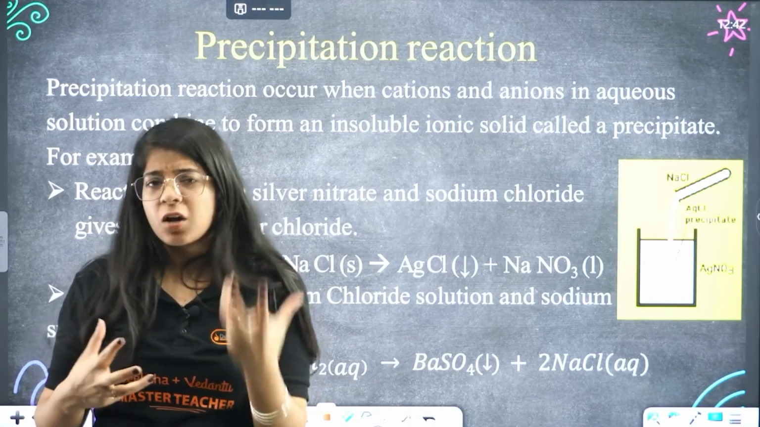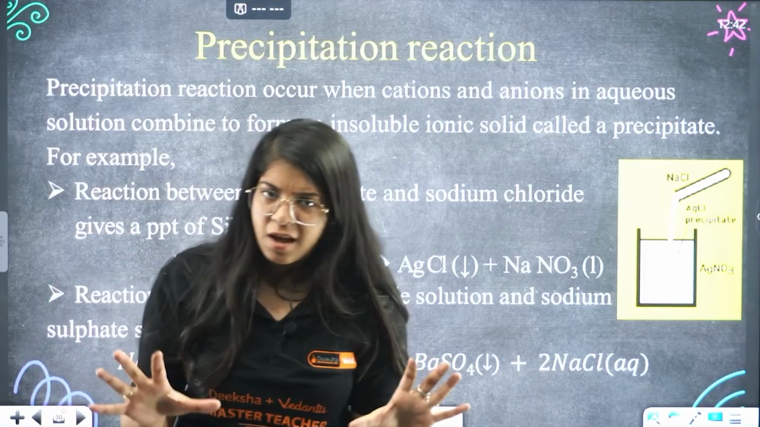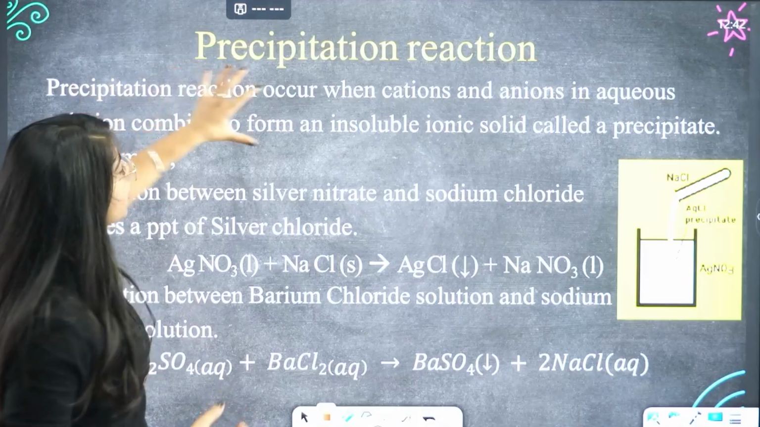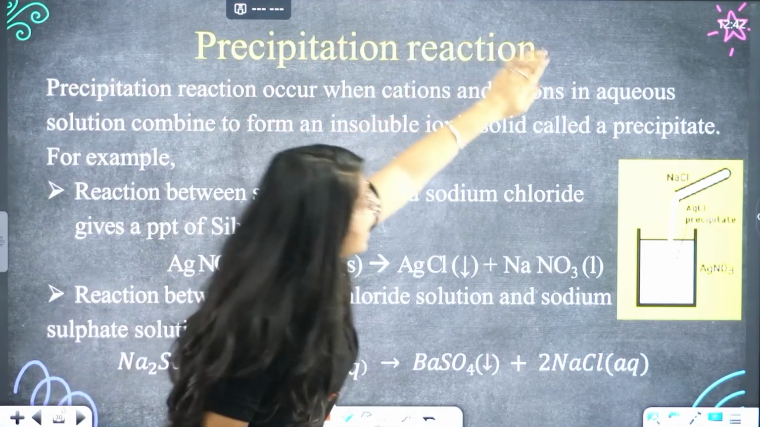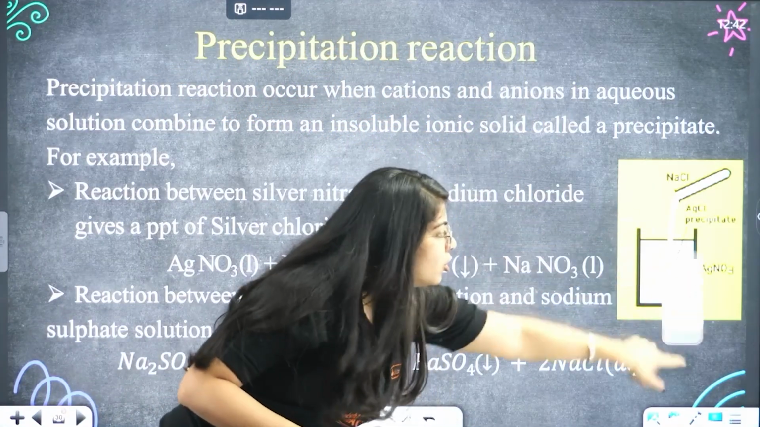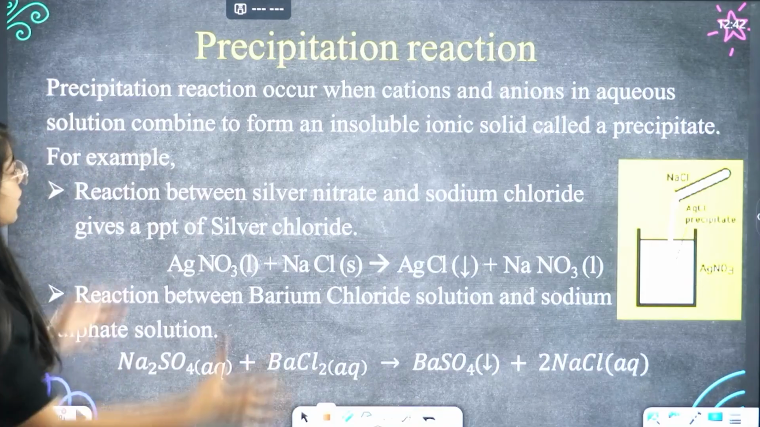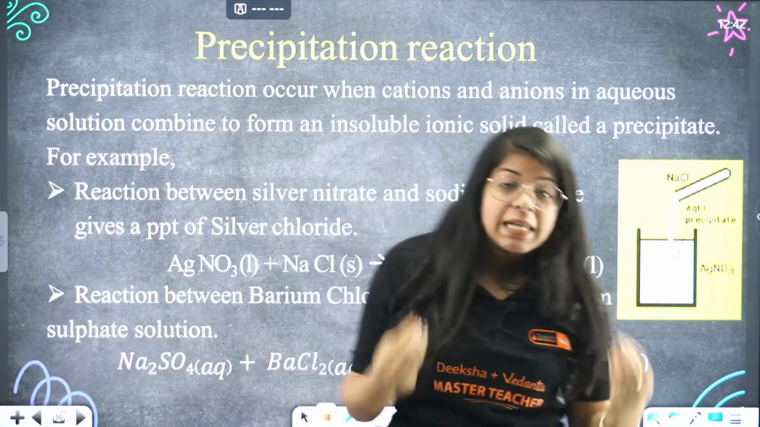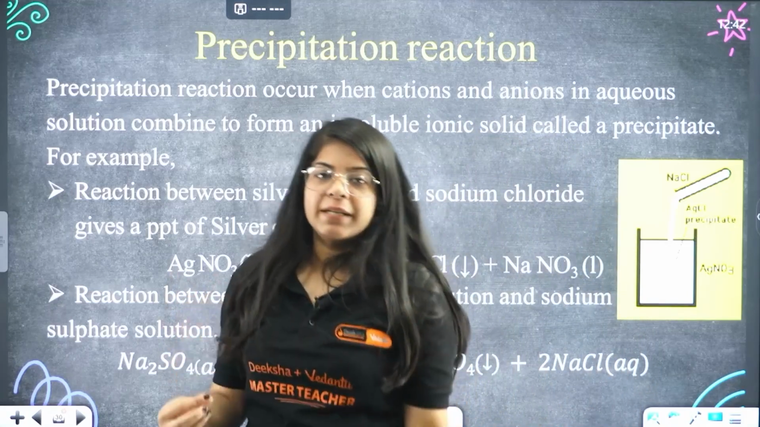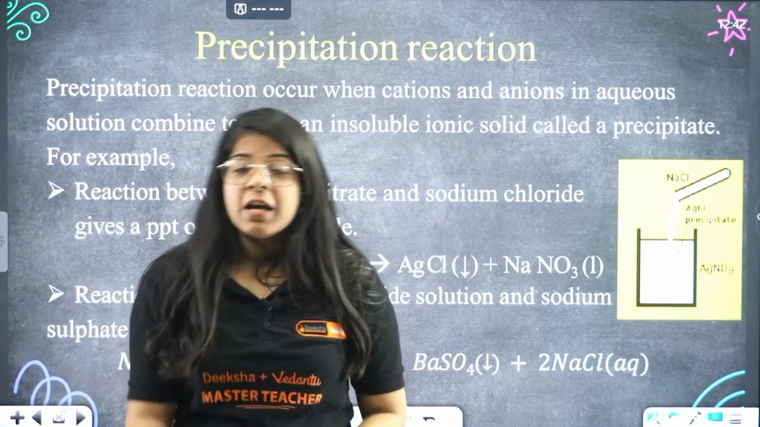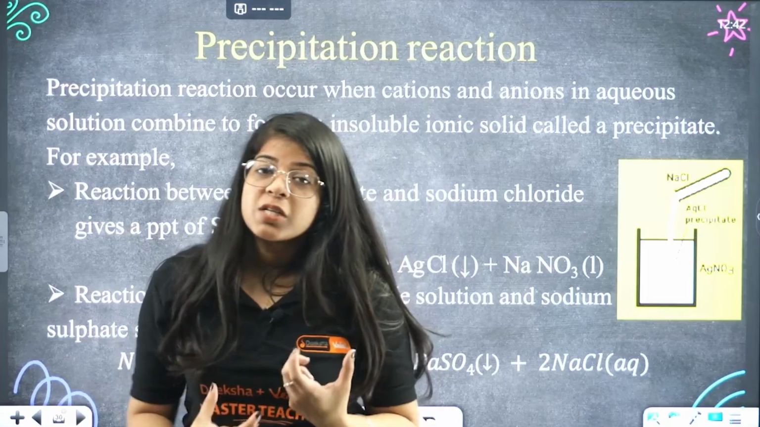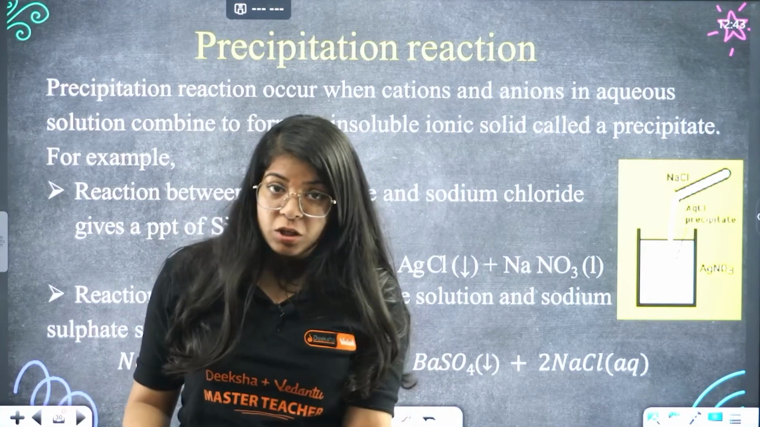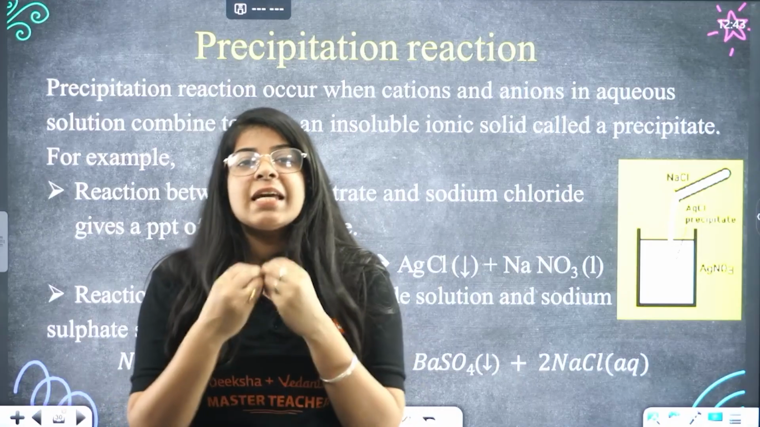So it is happening in an aqueous solution. That means there are always cations and anions. You know what cation and anion is, right? Cation is positively charged, anion is negatively charged. So a precipitation reaction occurs when cations and anions in an aqueous solution combine to form an insoluble ionic solid called a precipitate. Whenever you mix two things together and a powder is formed and it settles down, it is insoluble because it is not soluble, and it is called a precipitate.